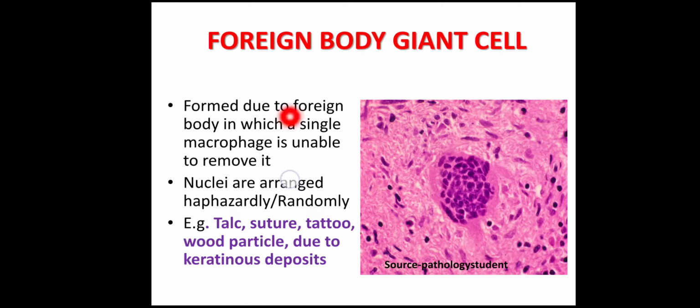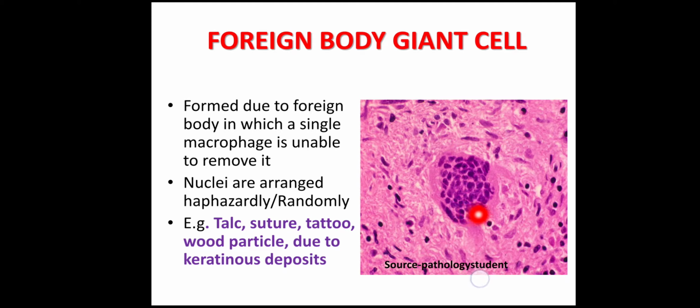Now next is foreign body giant cell. The foreign body giant cell is formed due to a foreign body, as the name suggests, because the foreign body is big enough that a single macrophage cannot phagocytose it. So many macrophages oppose that foreign body, and a foreign body giant cell is formed. The difference from Langerhans giant cell is that the nuclei here are arranged haphazardly or randomly in the giant cell. There is no specific pattern.